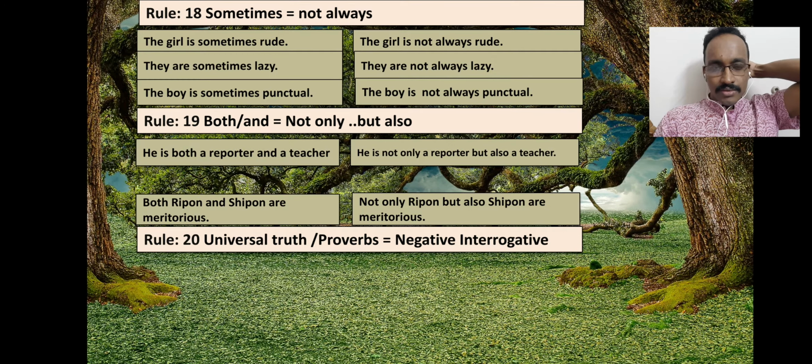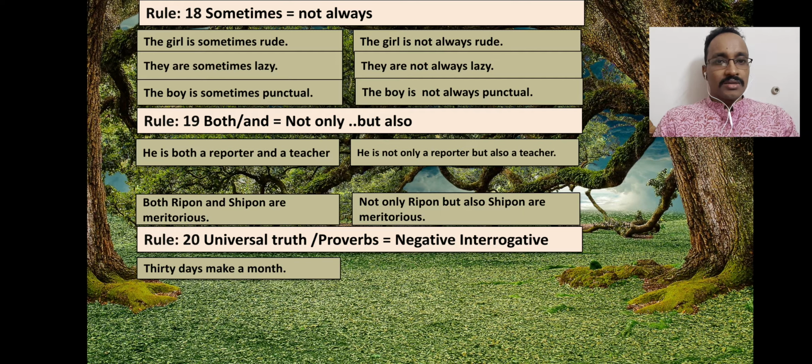Here you see, sometimes you will find universal truths or proverbs in the affirmative sentences. Then we can't change the meaning of the sentences at all. Therefore, we will make them negative interrogative. So we will make those sentences interrogative, and at the same time make them negative, that means with not or no. Then it will become a negative sentence. See, 30 days make a month. This is a universal truth. Don't 30 days make a month?